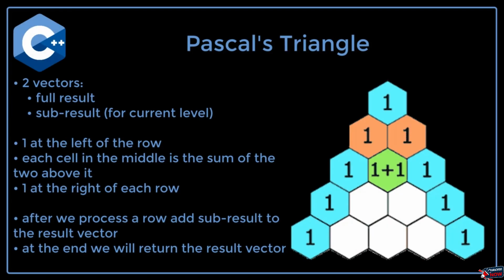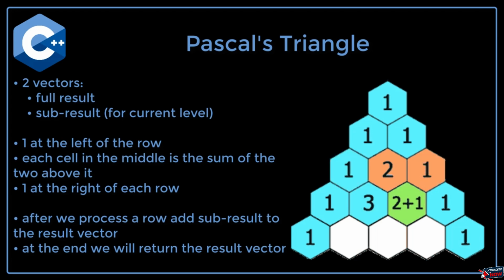To solve this problem, I am thinking we have two vectors. One will be the full result we return, and the other will be a sub-result that holds the numbers for the level we are currently processing. We'll start out by adding 1 to the sub-result vector.